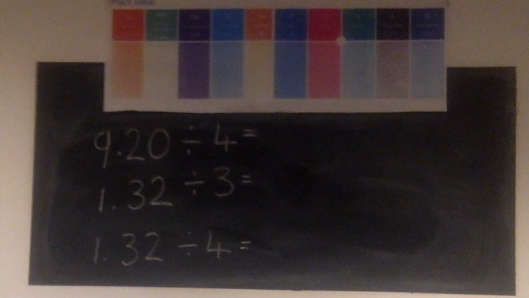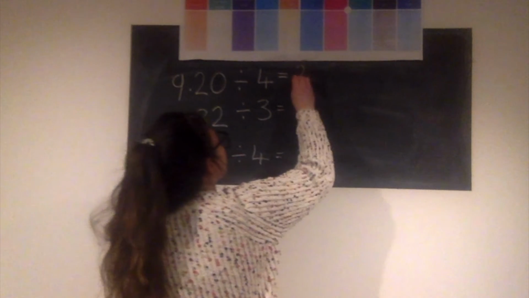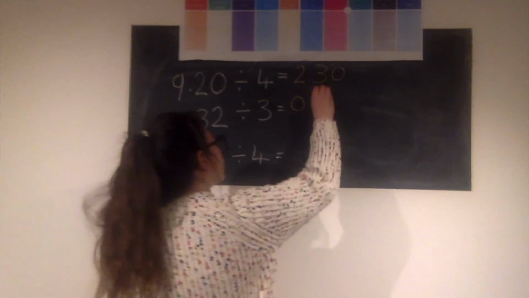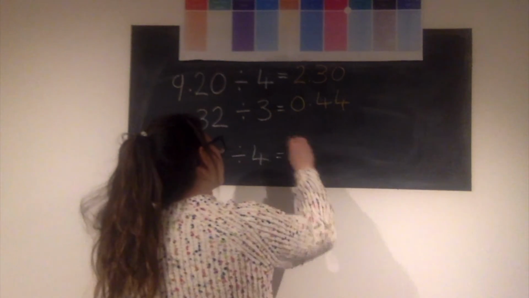Using that same short method for division, I want you to have a go at these 3 calculations. 9.2 divided by 4, 1.32 divided by 3, and 1.32 divided by 4. Here are the answers for those. Please mark them at home. If you didn't get them right, go back and see if you can correct your answers.